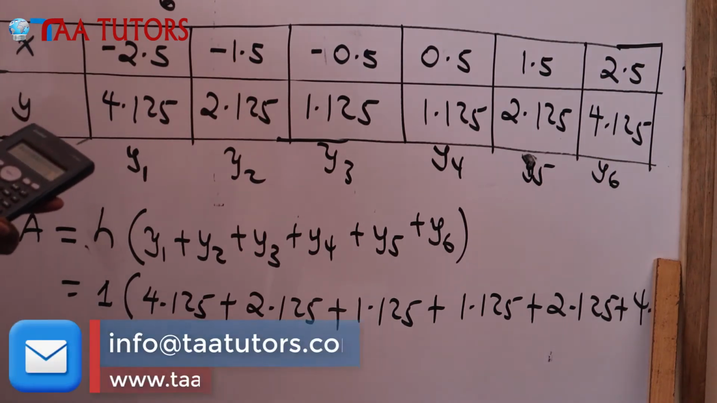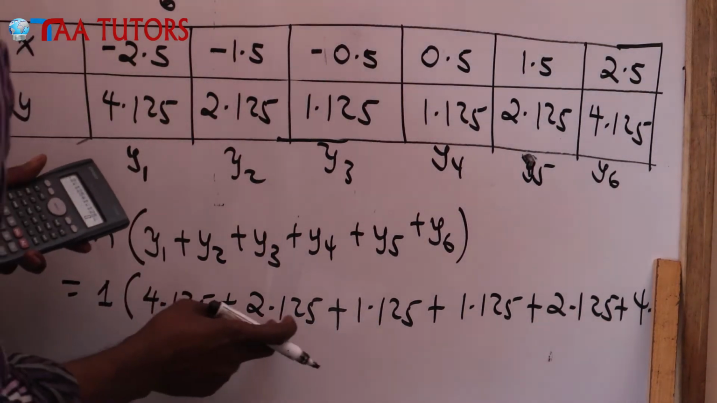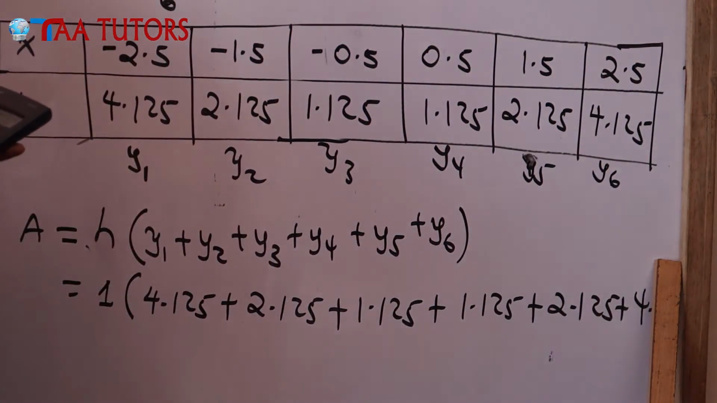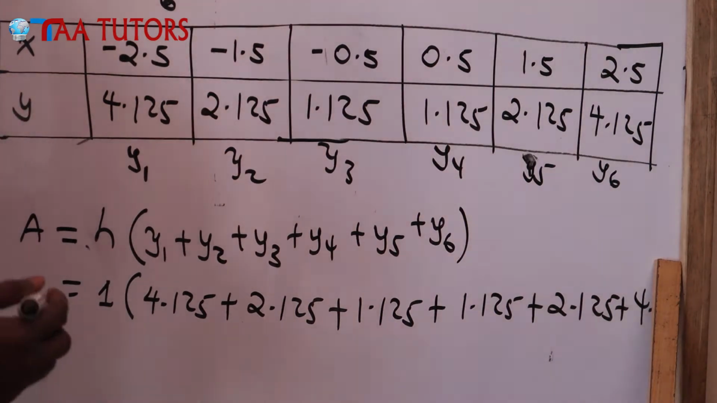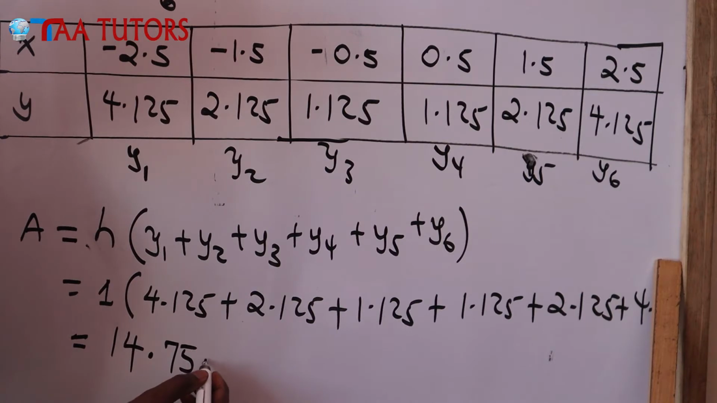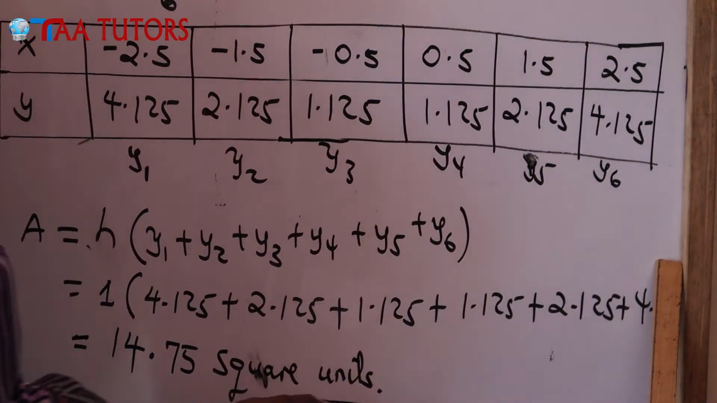So if we add that, we'll get 4.125 plus 2.125 plus 1.125. Remember that 1, 2, 3, then it repeats itself, so I can add this, then multiply by 2. That will be 14.75. I know the sum I multiply by 1 will be 14.75 square units. This will be the area under the curve.